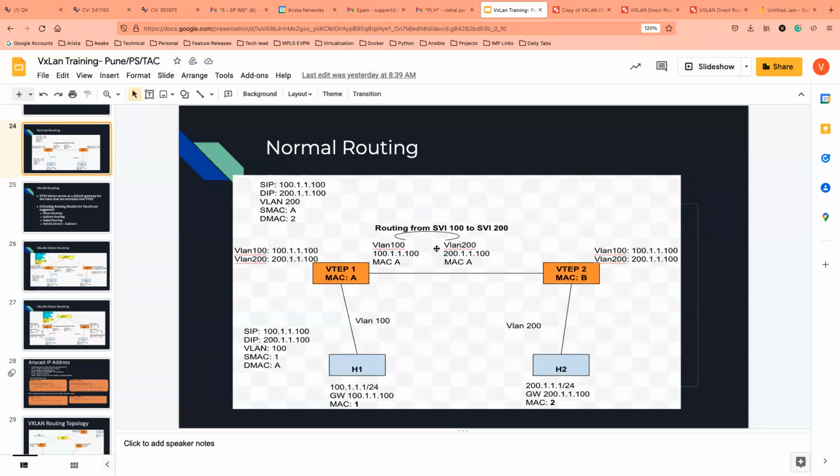Any questions based on yesterday's session before we move on? Okay, perfect. Yesterday we discussed how communication between H1 and H2 will happen and how the VXLAN header will be added. Now let's move to the next topic.